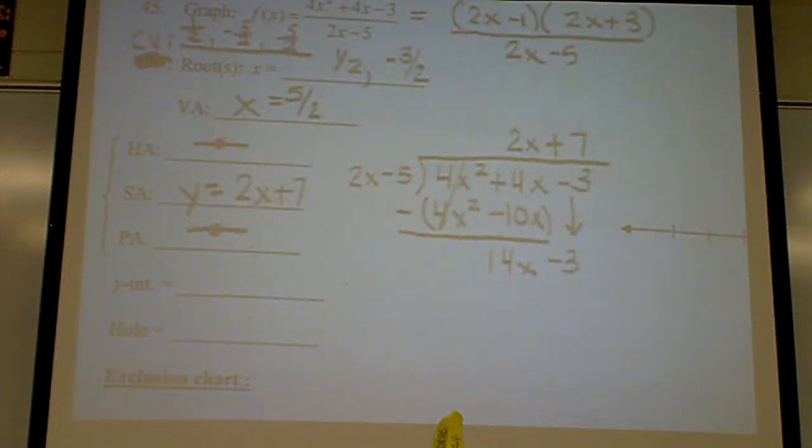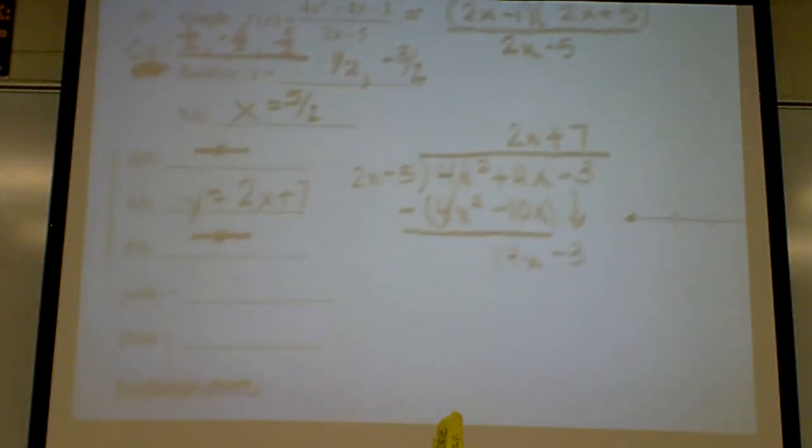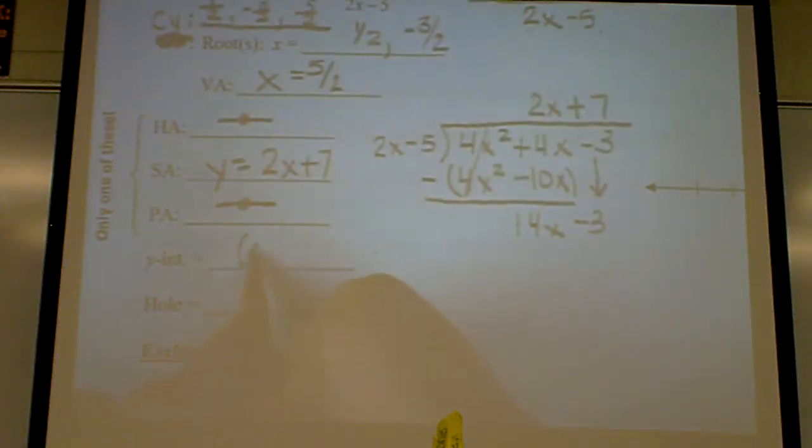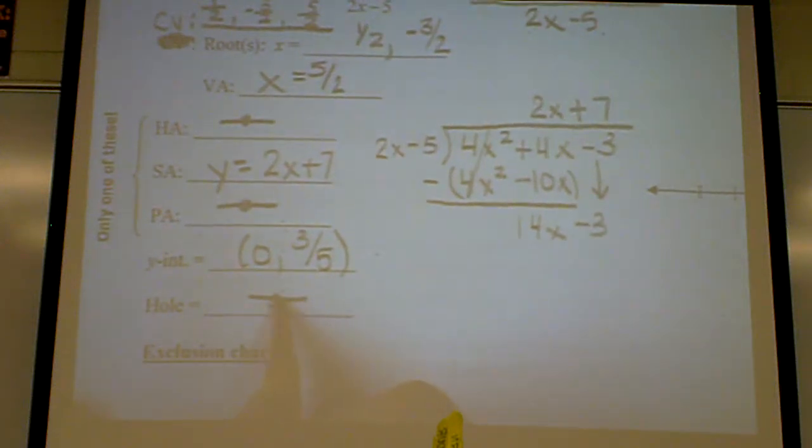And my y-intercept. When I plug 0 in for x, what do we get? We get -1 times 3 is -3 over -5, so that's a positive 3/5. And we said there were no holes.